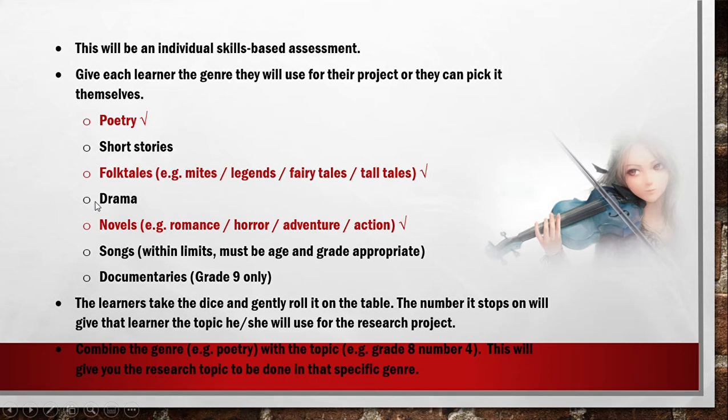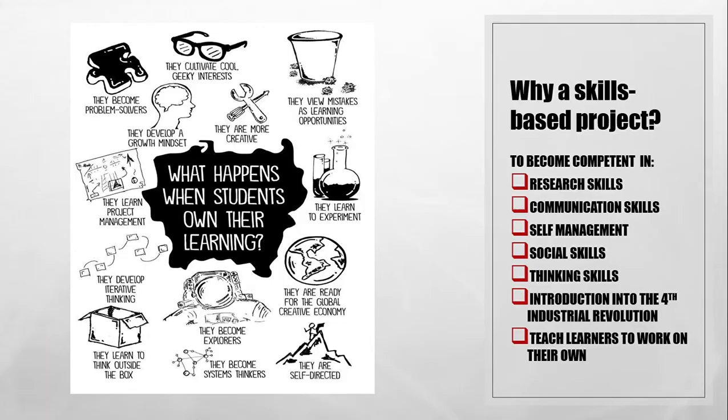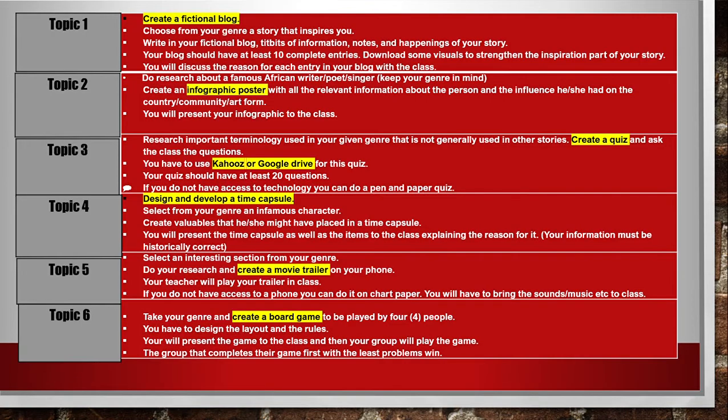If you, for example, did not do a novel, but you did a drama instead, you do poetry, folk tales and drama. So choose at least 3 genres. If you are able to cover all, you are more than welcome. Then that genre needs to be combined with a research topic. Like this.